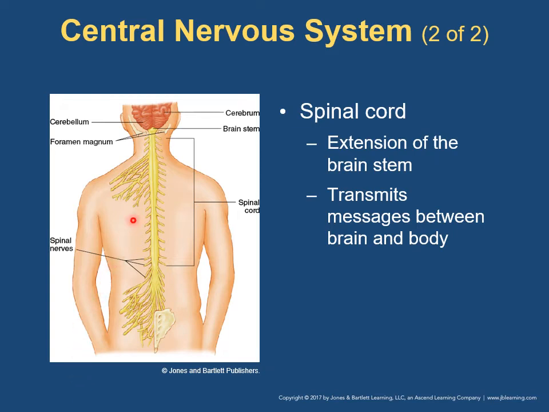The spinal cord is an extension of the brain stem. It is made up of nerve fibers that extend from the cells of the brain and join together below the brain stem to form the spinal cord. This transmits messages between the brain and the body, encased within the spinal canal for protection, and it contains cerebrospinal fluid, or CSF, which cushions the brain and the spinal cord.